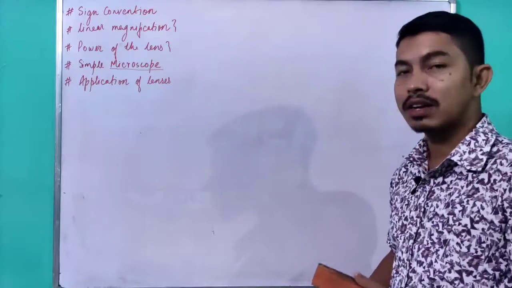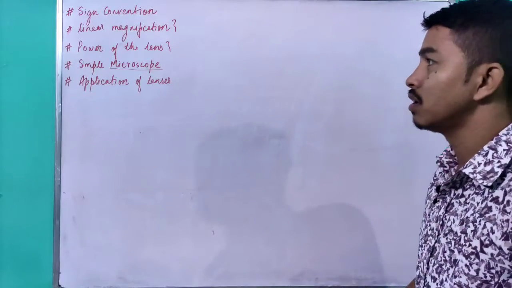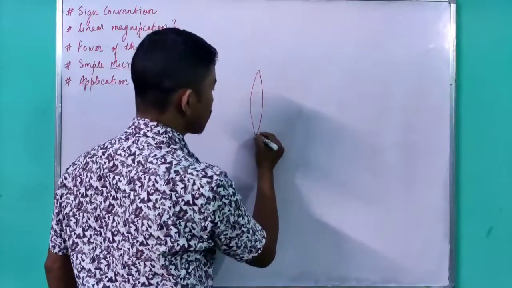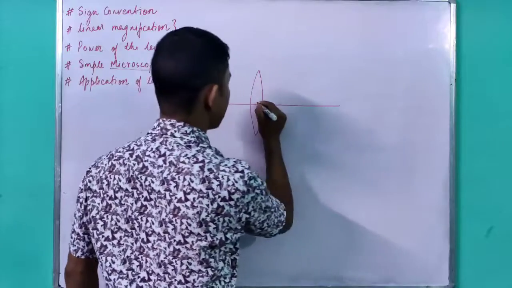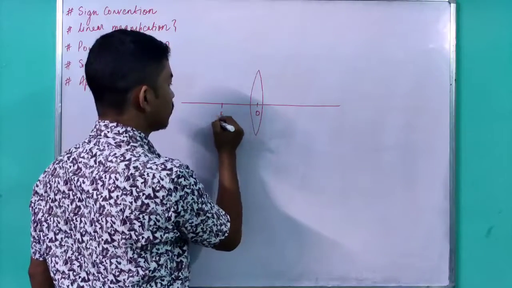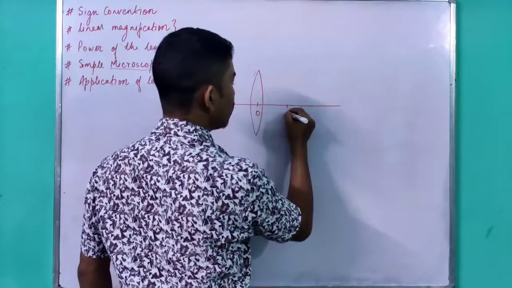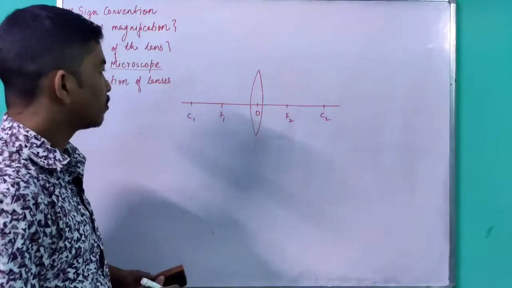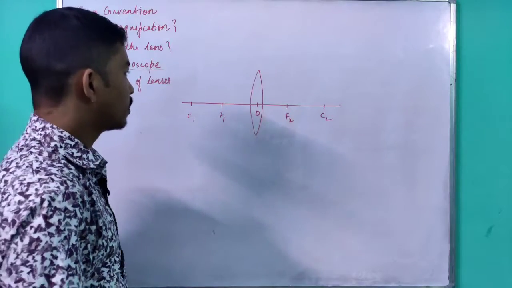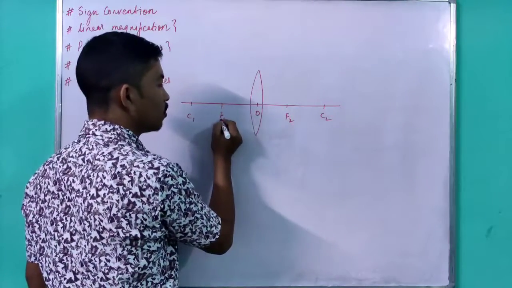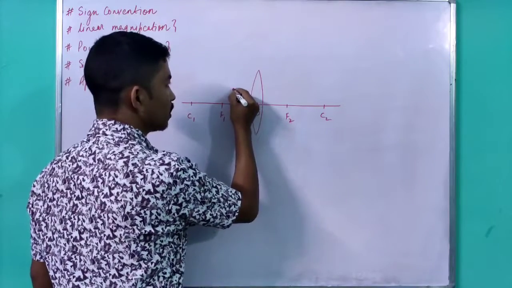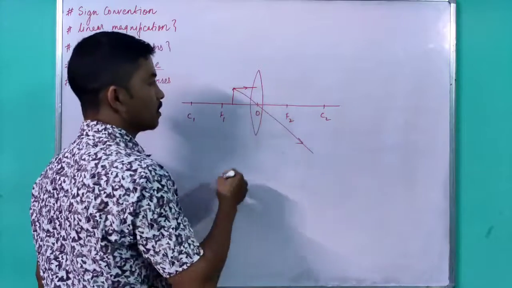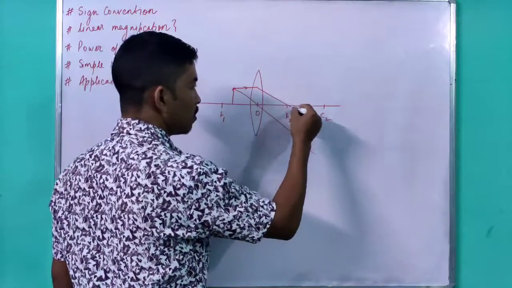You will draw the sixth diagram that we had drawn in the case of a convex lens. You will simply make a convex lens, a principal axis, and the optical center. I have F1 here, C1 here, F2 there and C2 there. When you use that convex lens as a simple microscope, remember that the object must be kept between the focus and the optical center. One ray is drawn parallel, and another passes through the optical center itself. The parallel one will pass through the focus.